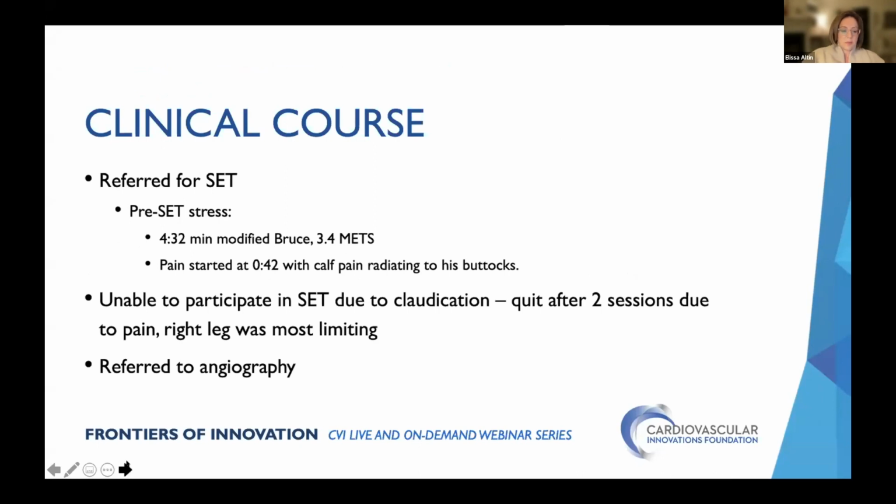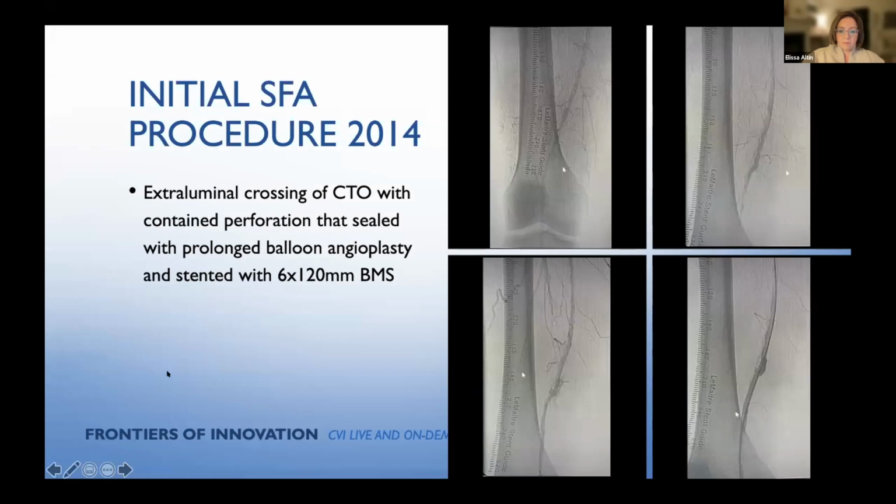So at that point, we brought him for angiography. So just want to review the initial procedure he had in 2014. So he had a very short focal SFA CTO. And you can see that following Jetstream and balloon angioplasty, there was a contained perforation here.